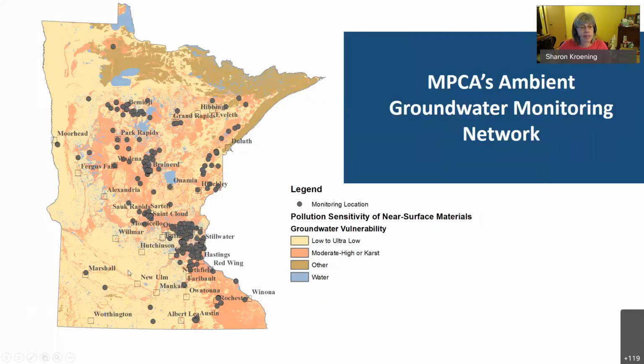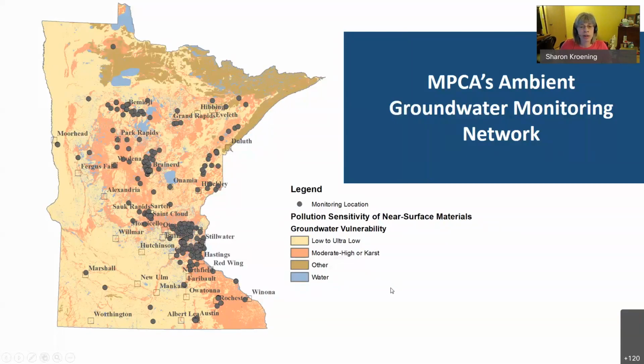And the tan areas on this map show parts of the state where the groundwater has a low to ultra low vulnerability to contamination. The orangish or rosish areas on the map show parts of the state where the groundwater has moderate to high vulnerability to contamination, or the bedrock here is just karstic and has a lot of caverns right near the land surface. And the dark tan color shows other areas, which in the northeastern part of the state is where there's crystalline bedrock right near the land surface, or in north central Minnesota where there's just vast peatlands.